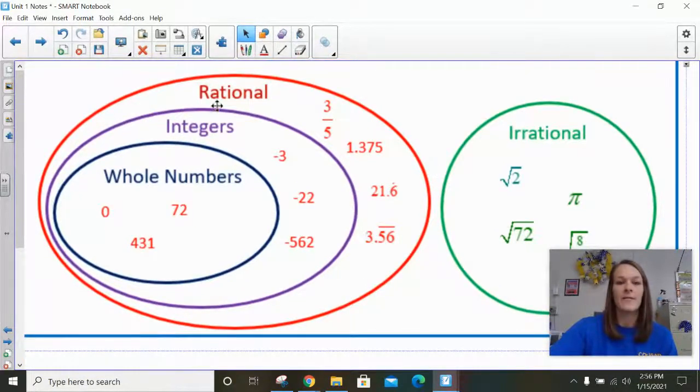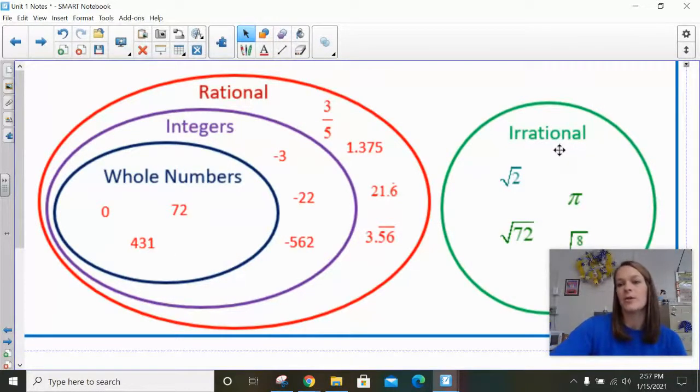Inside this bubble you have rational numbers: whole numbers like 0, 72, your normal counting numbers, 20, your integers, so it includes negatives. And then anything that can be written as a fraction, your decimal values, and your repeating decimals. If you ever have a repeating decimal, it is rational as well. All of these will be considered rational.